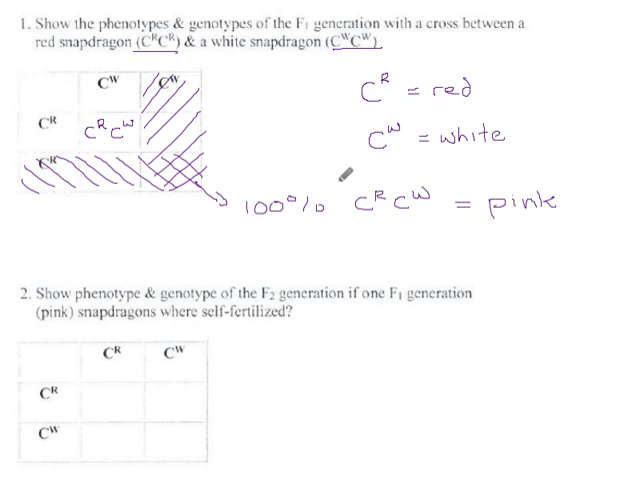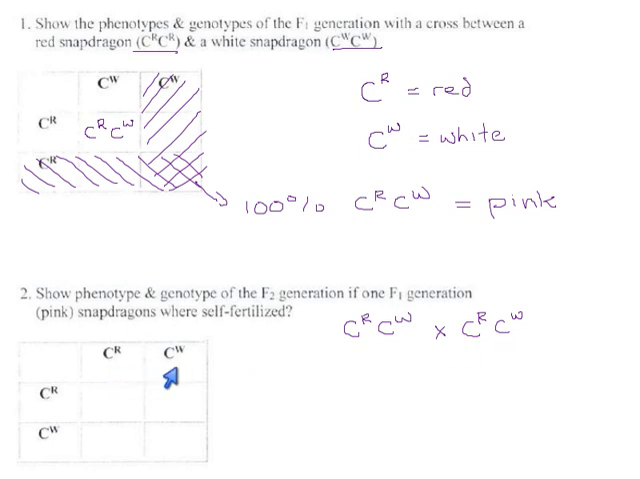So, not too exciting yet, but now the good stuff happens. In the next generation, if we take F1 plants, meaning these, and they fertilize each other, now we have parents who are CRCW crossing with other parents who are CRCW, and now we're going to get some variety. This is a pink Snapdragon, so is this. When this releases pollen, it's going to produce some that have CR and some that have CW. And for the other plant, same thing.